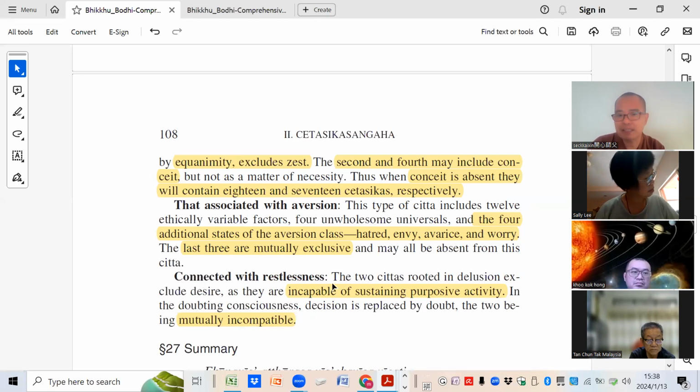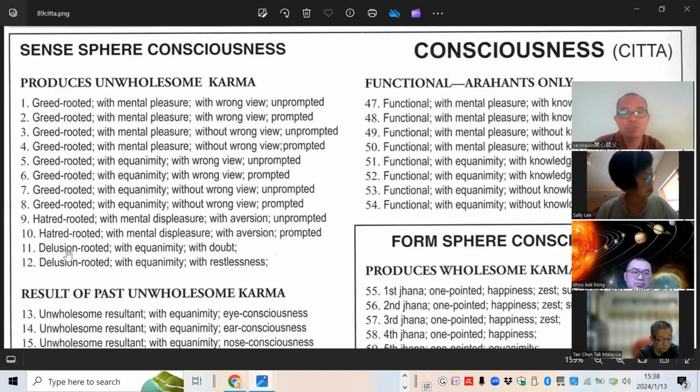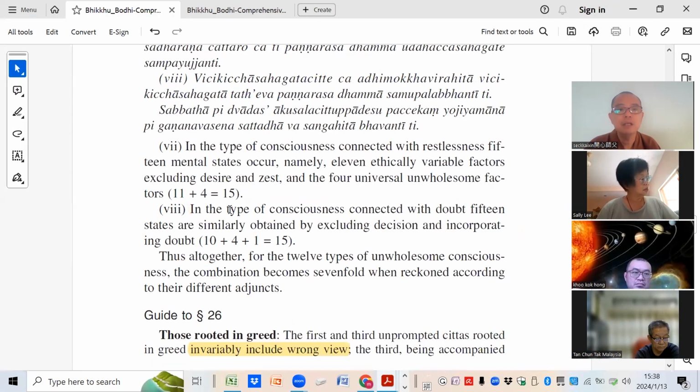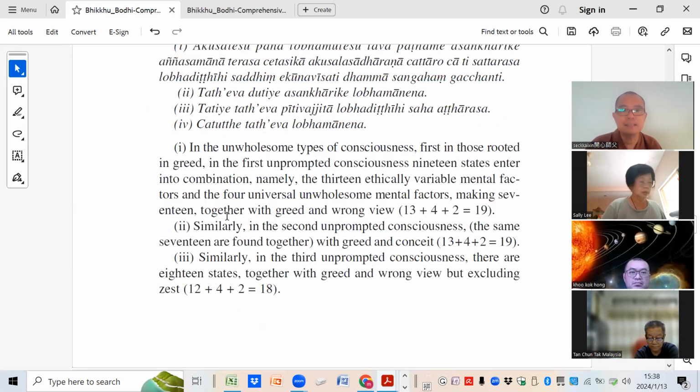Then connected with restlessness. Basically the last 2 connect with restlessness. So these 2 are delusion rooted, without and with restlessness. Okay, so now we go to the calculation. Let's take a look. Okay, number 1.